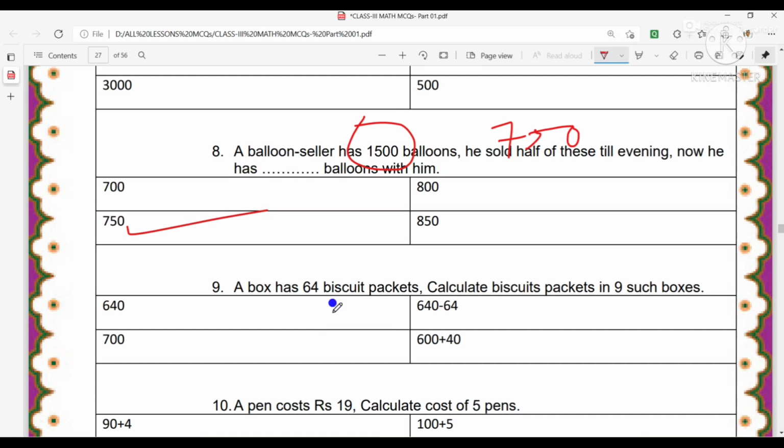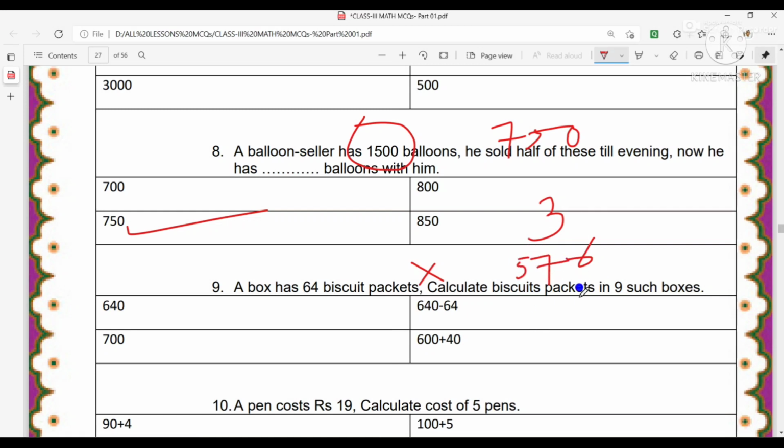A box has 64 biscuit packets. Calculate the biscuit packets in 9 such boxes. You have to multiply 64 into 9, right? One box has 64 packets. So 64 into 9, you will get 9 fours are 36, right? 6 and carry 3. Then 9 6s are 54, plus 3, 57.